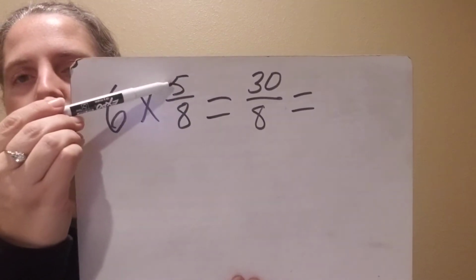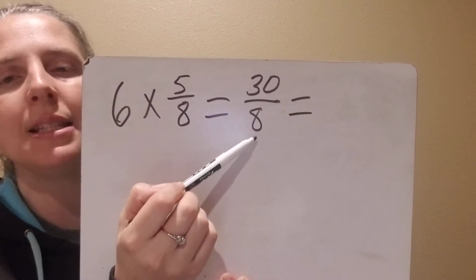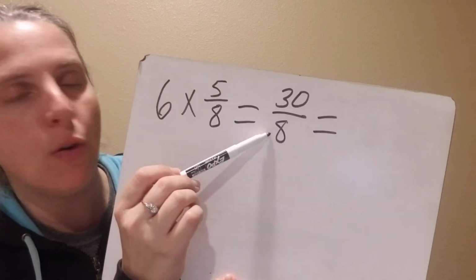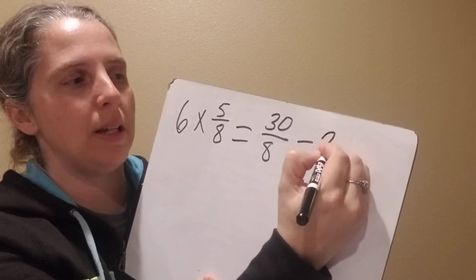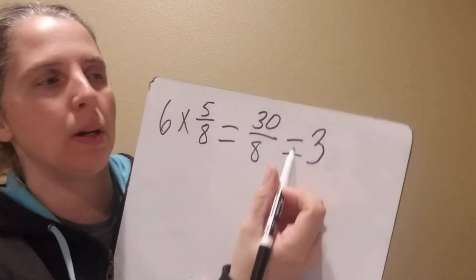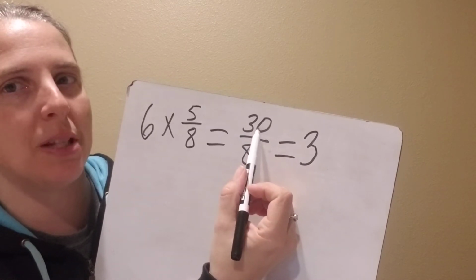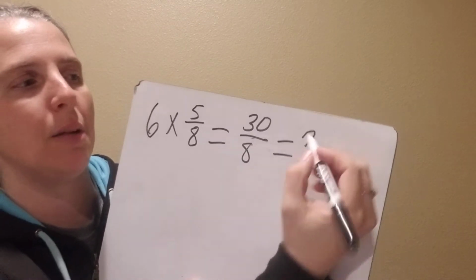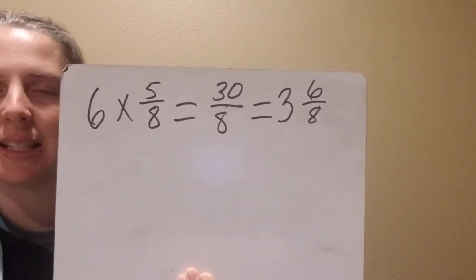6 times the numerator. 6 times 5 is 30 over 8. If I know my 8s, I know that 8 times 4 is 32. That's too large, so it only goes in 3 times. 8 times 3 is 24. And 24 needs 6 to get up to 30. There's 6 left over 8. 3 and 6/8.